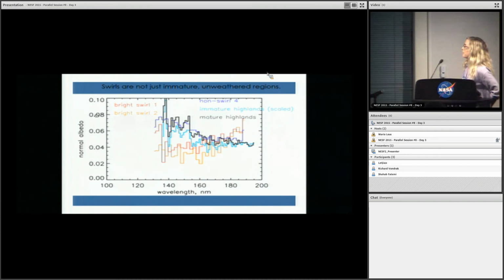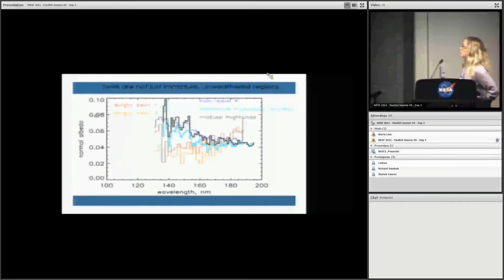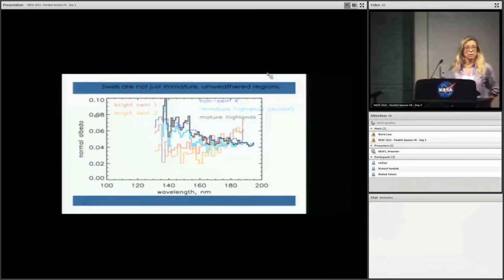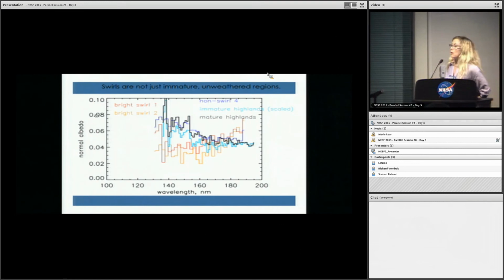So here we are comparing our immature highlands region in cyan, which I had to scale up, to our mature highlands region in blue, a non-swirl region, and our Gerasimovich swirls. The point here is that swirls are not just immature, unweathered regions in the FUV. They don't look like immature regions. They are brighter than immature regions, but also a lot spectrally redder. So, two differences.